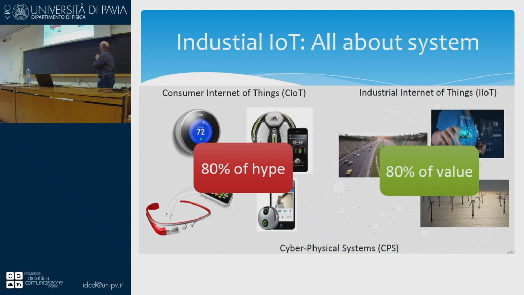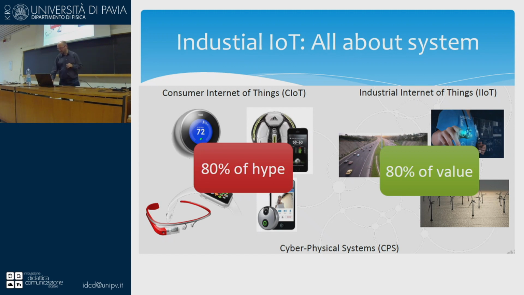We speak about industrial IoT. I think everyone has a smartphone and has some kind of IoT in their own smartphone. But industrial IoT is something that affects our lives every day. For example, when you go on the highway, there is telemetry, or energy creation, and so on. We say that 80% of the hype is about consumer IoT, and the real thing that is used for our life is cyber-physical systems.